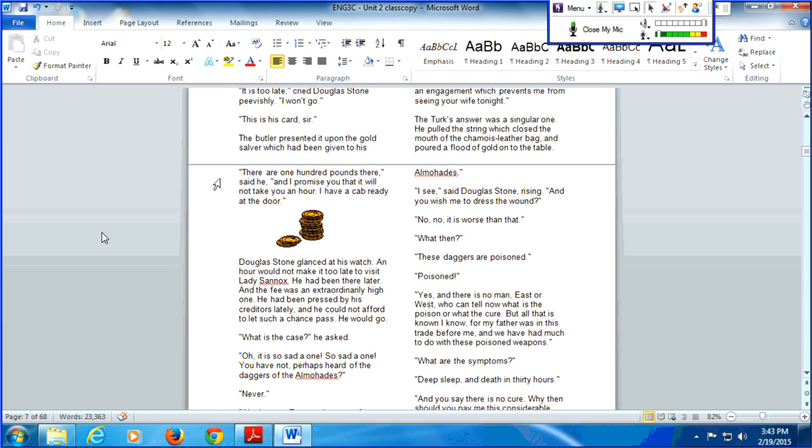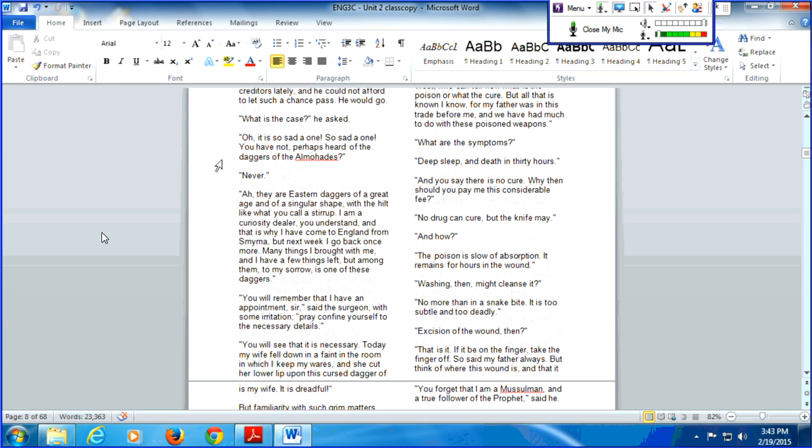"You have not perhaps heard of the daggers of the Elamites?" "Never." "They are an Eastern dagger of a great age and singular shape, with the hilt like what we call a stirrup. I'm a curiosity dealer, you understand, and that's why I come to England back from Smyrna, but next week I go back once more. Many things I brought with me, and I have few things left, but one of them, to my sorrow, is one of these daggers." "You will remember that I have an appointment, sir," said the surgeon, with some irritation. "Pray confine yourself to necessary details." "You will see that it is necessary. Today my wife fell down in a faint in the room where I keep my wares, and she cut her lower lip upon this cursed dagger of the Elamites."